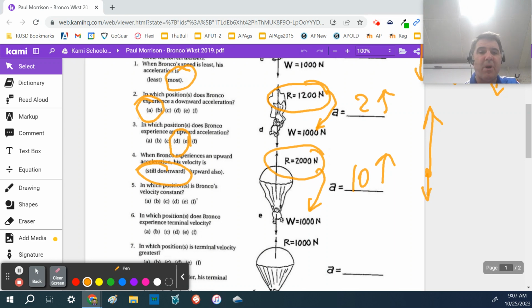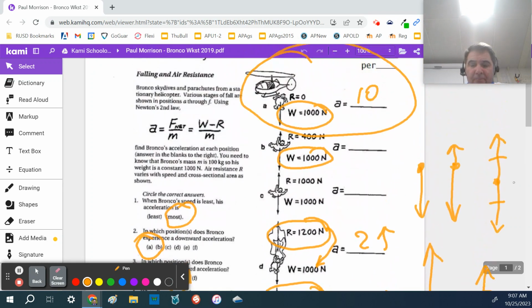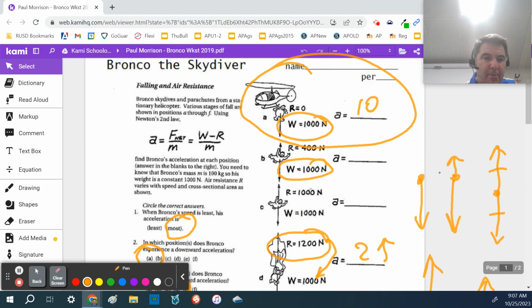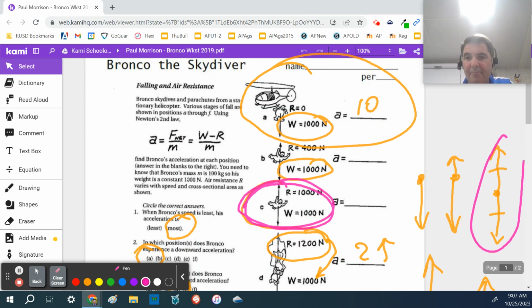In which position is Bronco's velocity constant? Remember, for constant velocity, it doesn't matter how big the arrow is. Who cares how big the arrows are, as long as the arrows are balanced. So as you look through here, there's a balance right there. I'm going to go pink. This one's balanced, pink. This one's balanced right there, and that's like that, right?